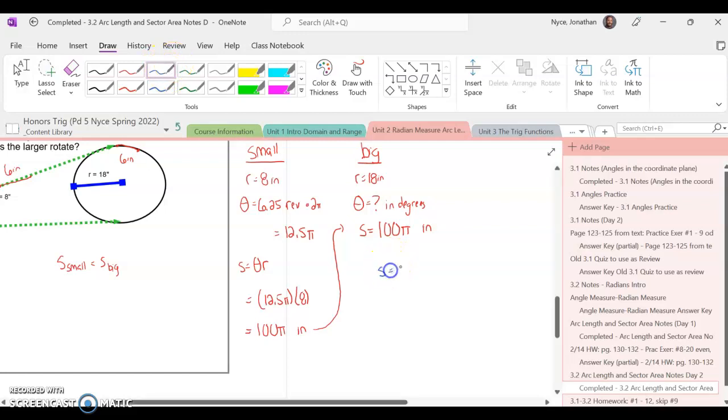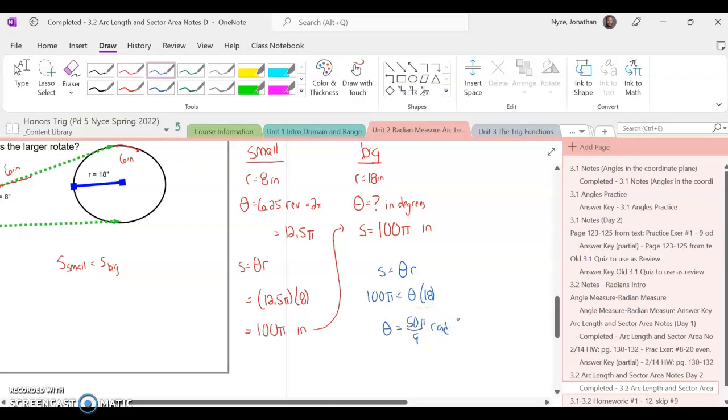We have our S and we have our R. We're looking for theta. So 100 pi is our arc length. Our radius is 18. Do 100 pi divided by 18. That's going to give us 50 pi over 9. You can use a decimal if you want to. That's going to be 50 pi over 9 radians.